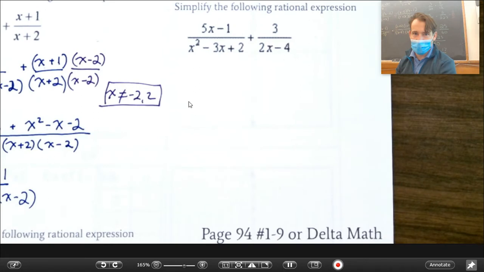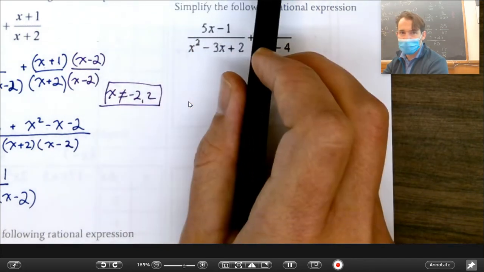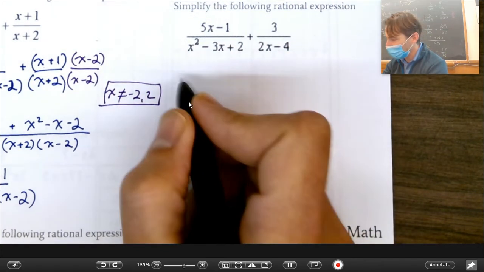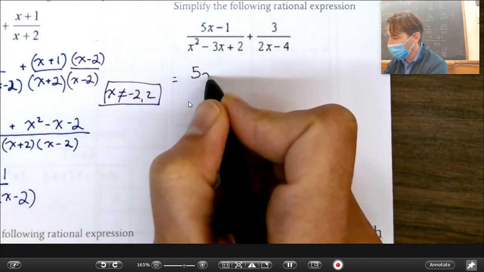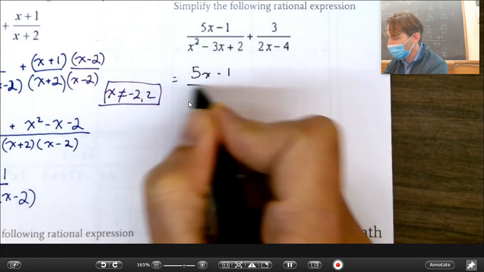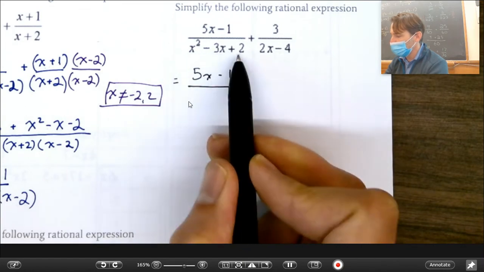So here we have another one. Simplify this rational expression. First step is to factor the numerators and denominators. So I'm going to do that. I'm going to say this is equal to 5x minus 1. That doesn't simplify. 5x minus 1 all over x squared minus 3x plus 2.